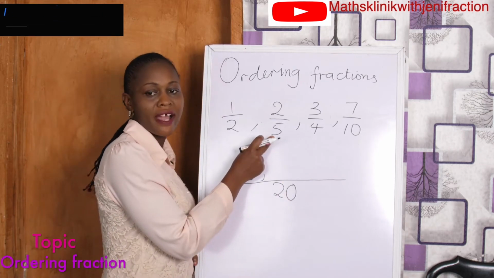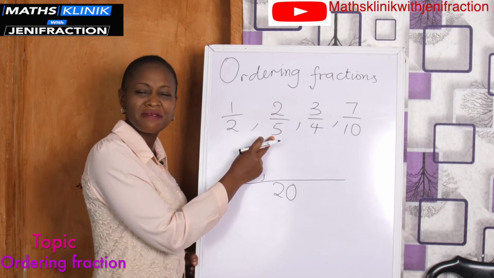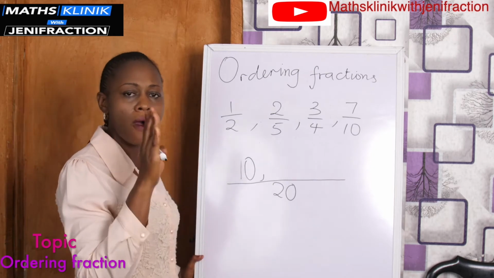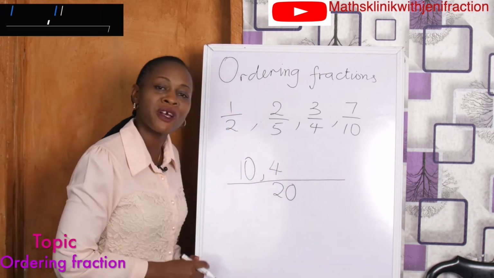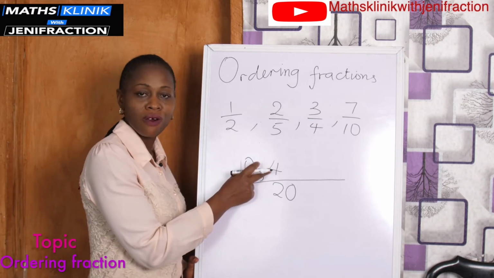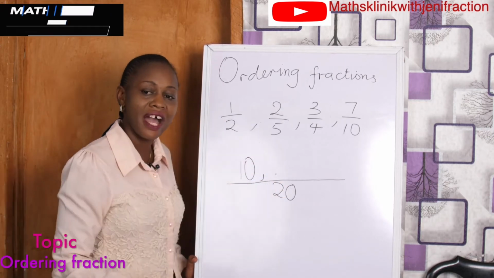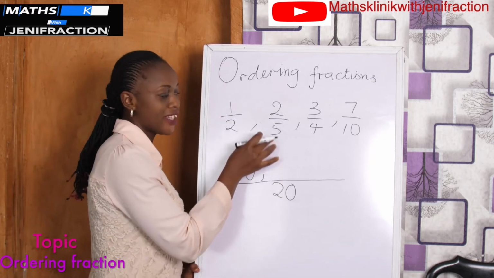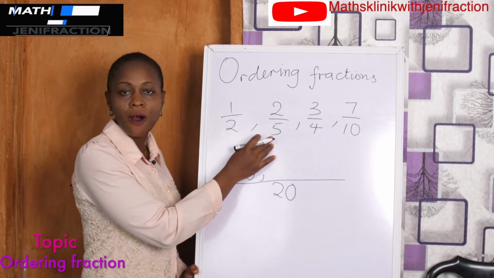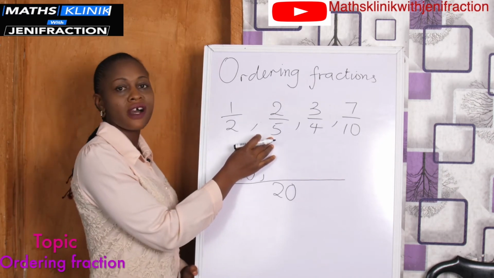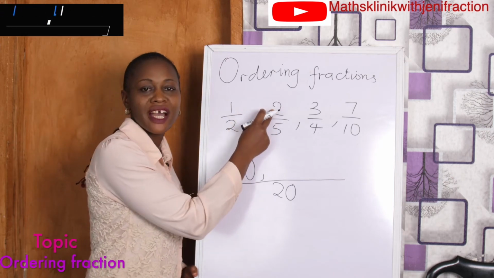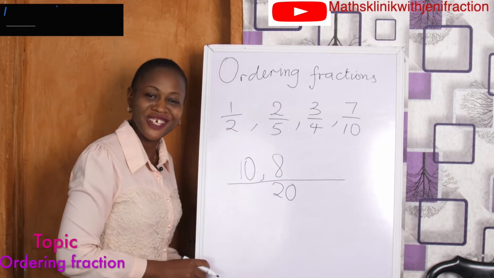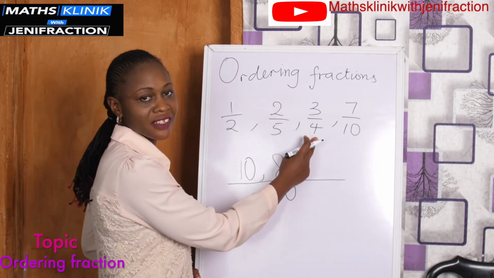20 divided by 5. 20 divided by 5 is what? 20 divided by 5 is 4. I'm not going to write my 4 here. This is wrong. Remember I said divide and then multiply. So I'll say 20 divided by 5 is 4, and I'll say 4 times 2. 4 times 2 is 8. I write down my 8. Did you get that? We move to the next fraction.